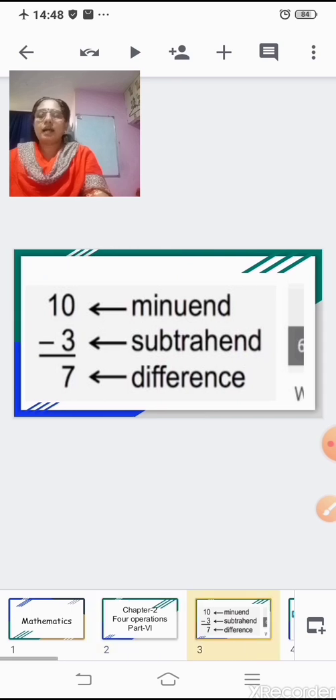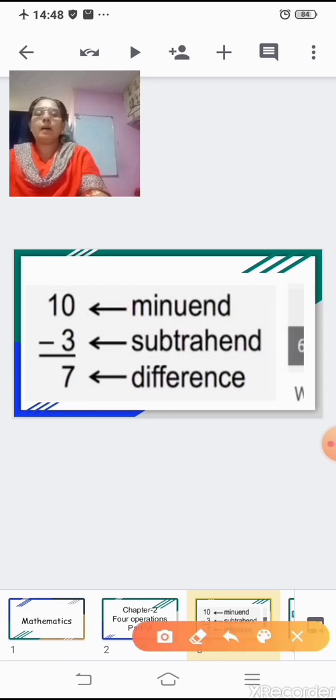In the last class we learned that the number from which we subtract is called the minuend, that is the first number. The number which is subtracted, here the number is 3, is called the subtrahend, and the answer or the result is called the difference. If you know this very well, you will easily be able to do the sums based on missing digits.